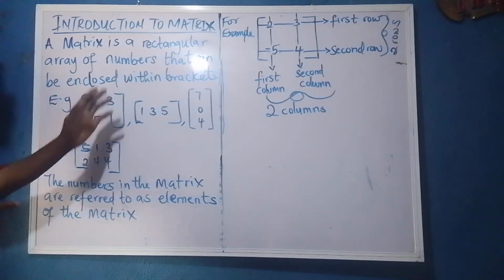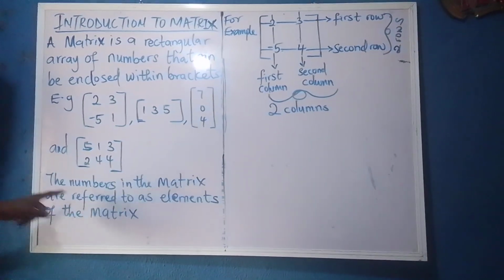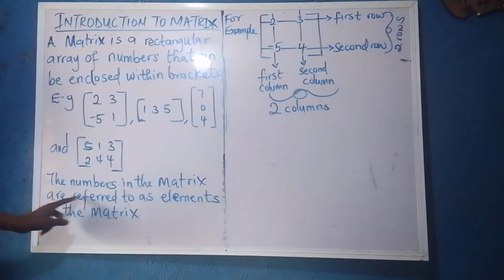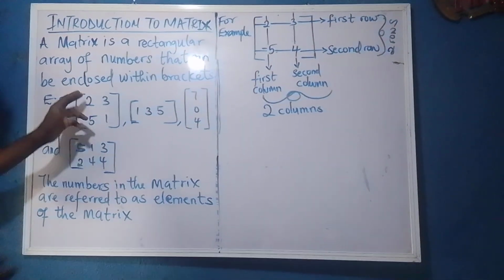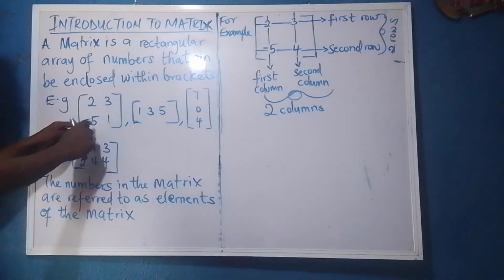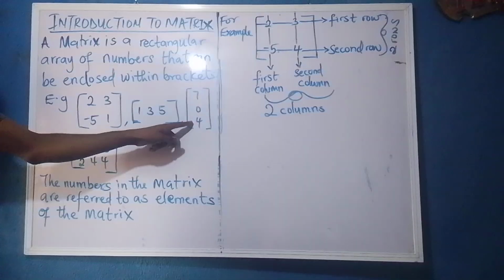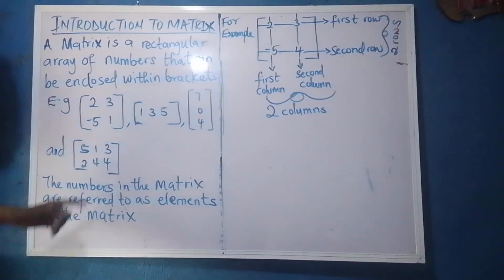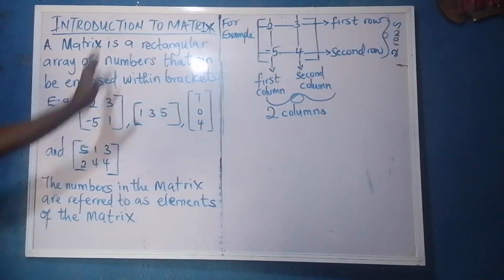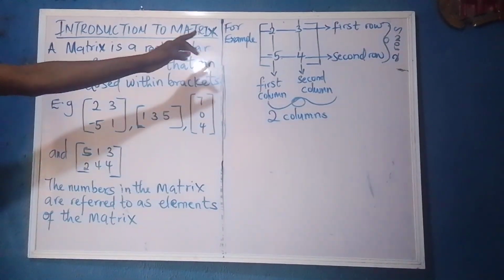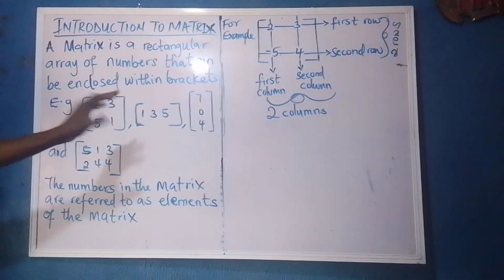Do you understand? So now I want you to acknowledge something: the numbers in the matrix are referred to as elements of the matrix. That is, 2, 3, minus 5, 1 are elements of this particular matrix. 5, 1, 3, 5 are elements of this matrix. 7, 0, 4 are elements of this matrix, and 5, 1, 3, 2, 4 are elements of this matrix. Now let's see how this matrix is to be known or identified.